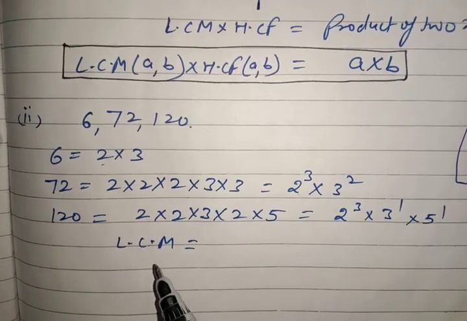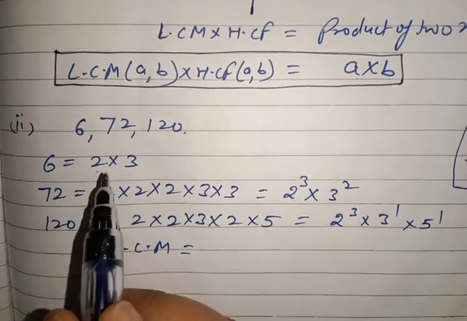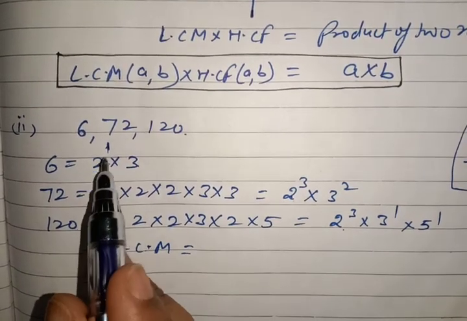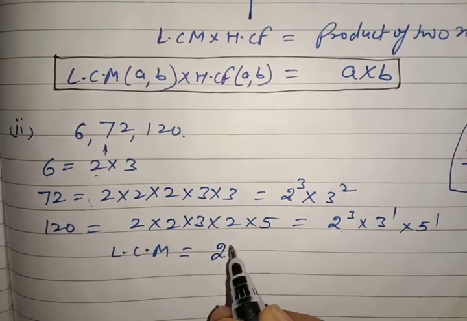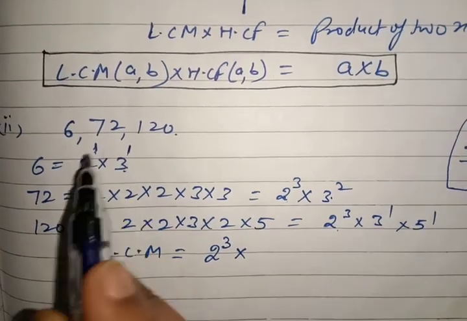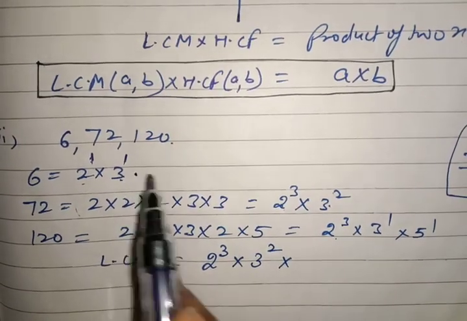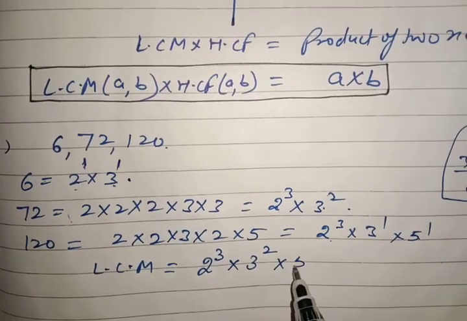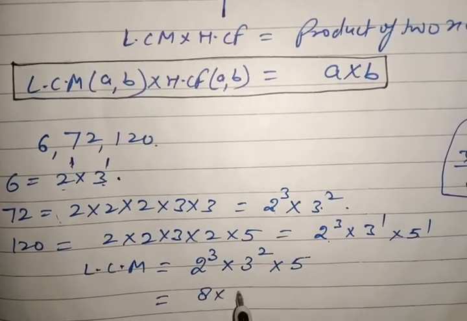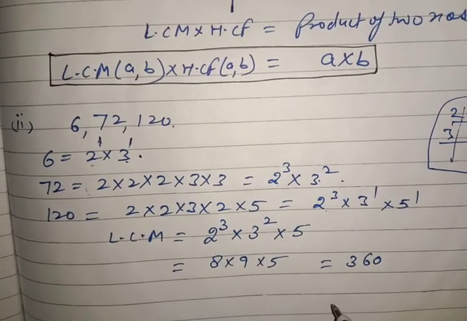LCM here is the least common multiple, but we take the highest powers. So just see, 2 is common. The highest power, this is power 1, this is power 3. So the LCM has 2 raised to power 3. Then 3 is common. Which is the highest power? 3 raised to power 2. 5 is remaining, 5 is also there. So the LCM of this question is 8, 9 and 5. So the LCM of this is 360.